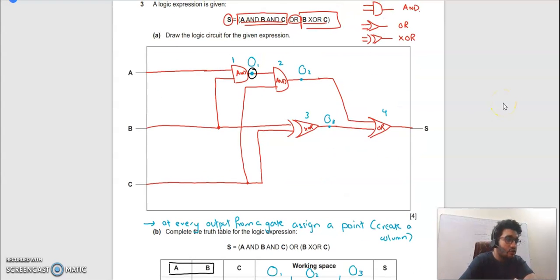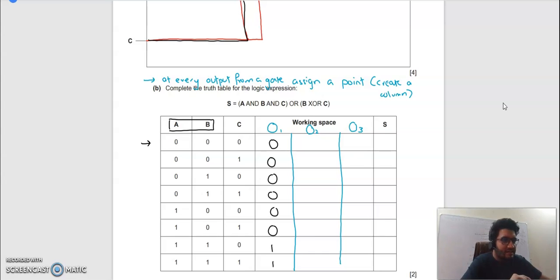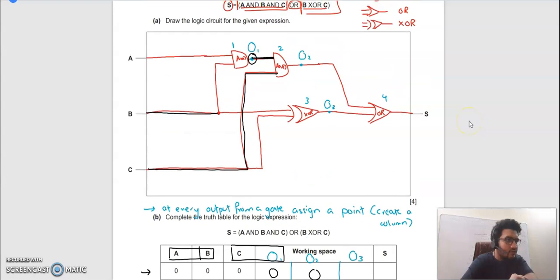My second column is for O2. Remember, my O2 is what? Sorry, my O2 is for C, and the output which is coming from the first AND gate, which is O1. So basically for my O2, output 2, I need to consider C and I need to consider O1. So basically these two, C and O1. So 0, 0 ANDed is 0, 0, 0, 0, 0, 0, 0, and a 1. Okay, simple as that. Let's go and have a look at O3.